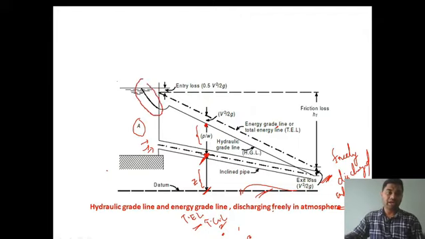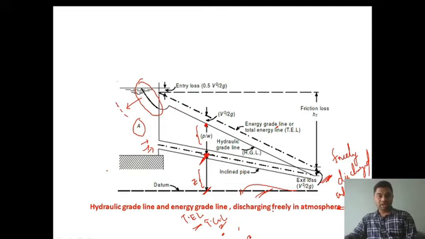Same over here, the hydraulic gradient line is not completely specified. Here it is a smooth line, here it is a dotted line. So, there are variations. This is due to the formation of vena contracta. Okay. Here it is the same as the earlier scenario.